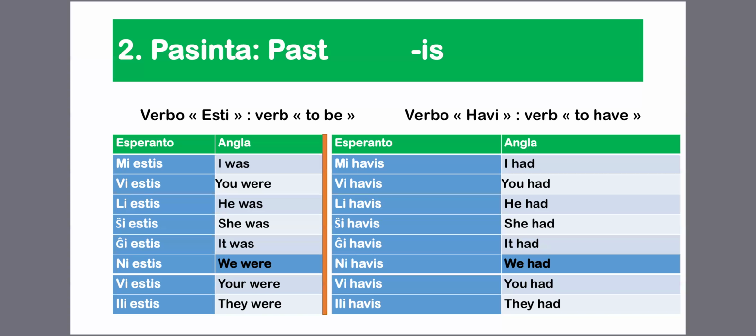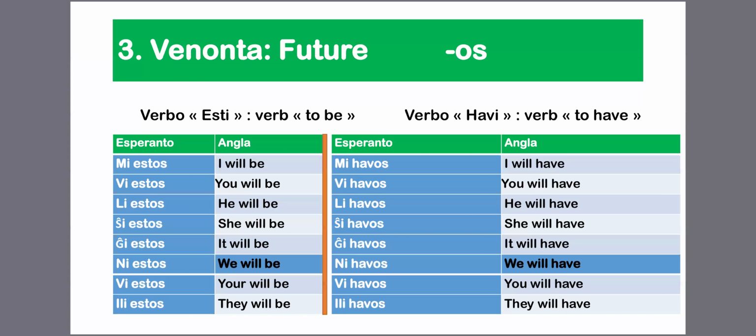This is IS at the end of the verb. If you want to use the future, the future is OS. Instead of using IS, you put only OS, and the rest is okay. With the verb to be: mi estos, vi estos, li estos, ŝi estos, ĝi estos, ni estos, vi estos, ili estos. This is how we formulate our sentences using the future.